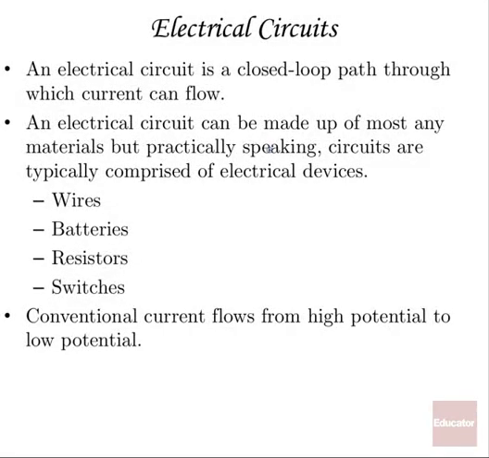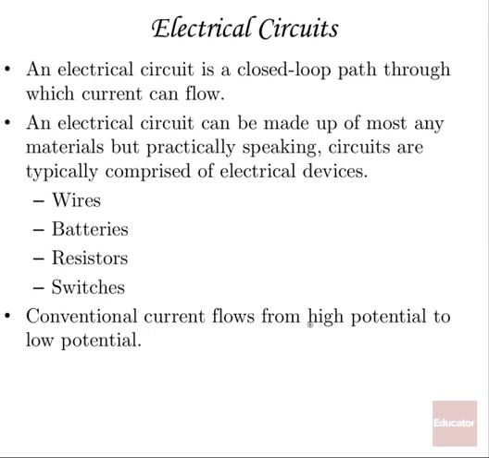So, an electrical circuit is a closed loop path through which current can flow. An electrical circuit can be made of most any materials, but practically speaking, circuits are typically comprised of electrical devices, things like wires, batteries, resistors, and switches. However, if you're not careful, even humans can be part of an electrical circuit, so let's try and avoid that.